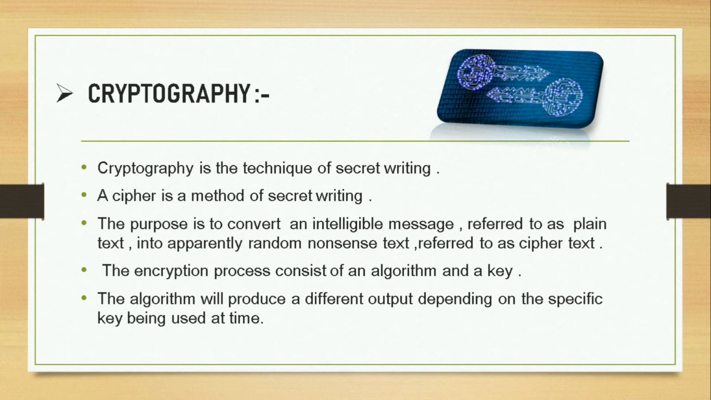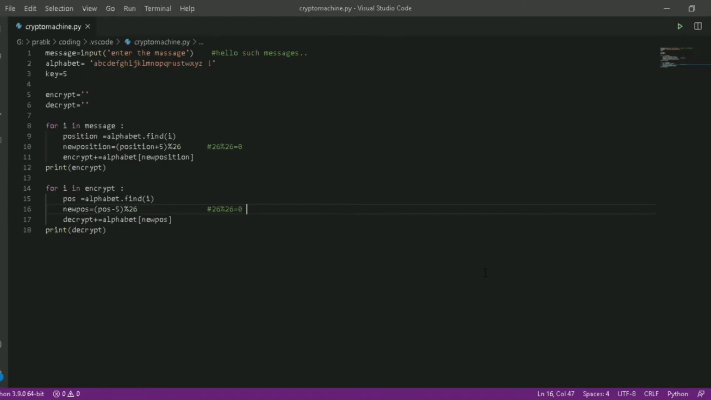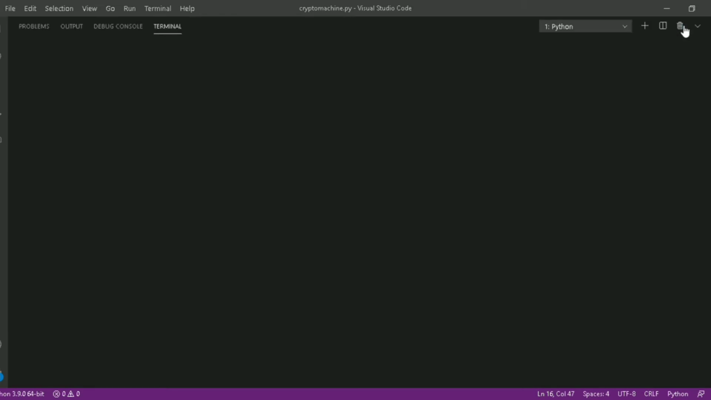The encryption process consists of an algorithm and keys. The algorithm will produce different output depending on the specific key being used at the time. We made a simple program for a crypto machine. So this is our program. We use one of the oldest and most famous ciphers, which is the Caesar cipher, which was named after Julius Caesar.